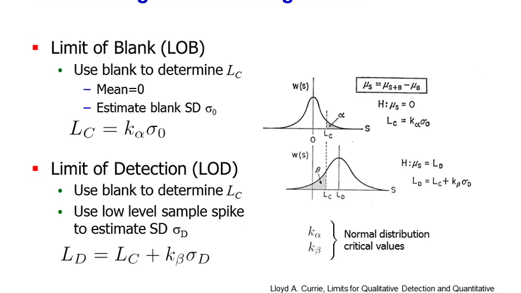And usually for a one-sided distribution that comes to 1.645, I think. So you measure the standard deviation of the blank, and 1.6 times the standard deviation of the blank is your limit of blank. So your critical value is essentially characterizing how wide your noise distribution is. And so that gives you your critical value.